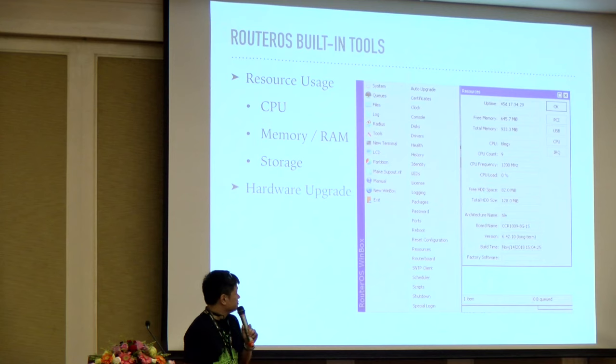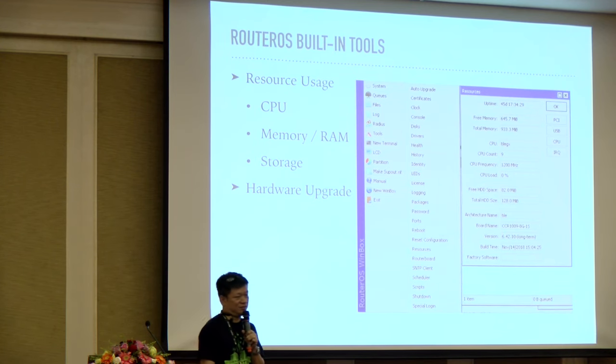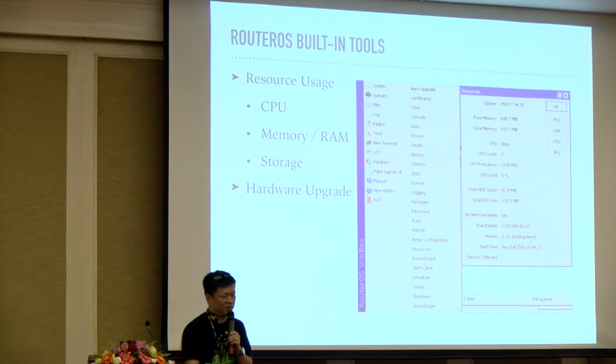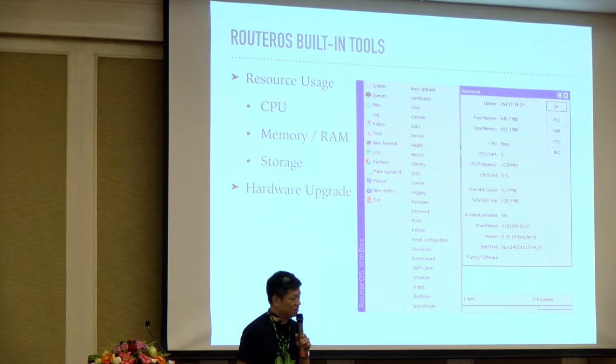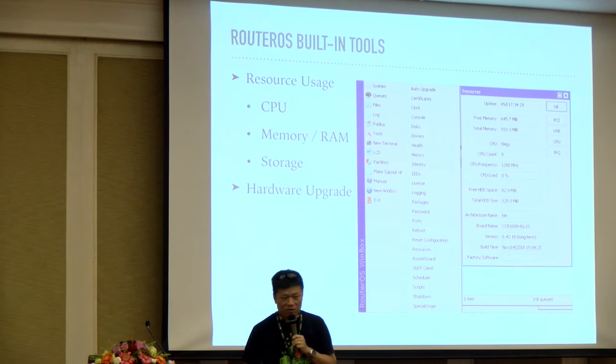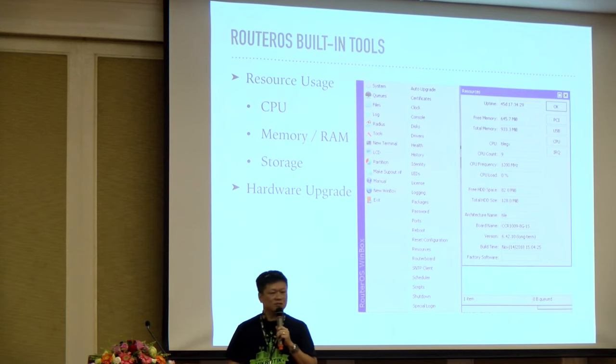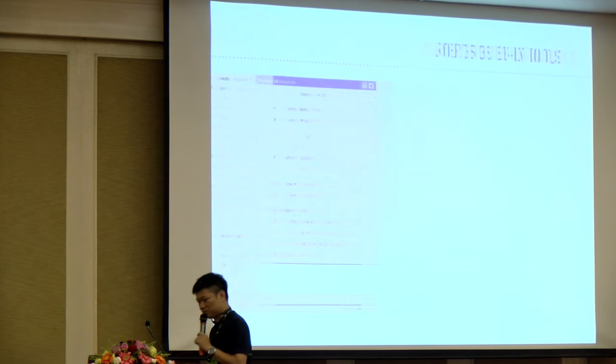And storage. And when you see the CPU is high or the RAM is low, you know that it's time for the hardware upgrade. So you have to know your router. You have to know how healthy the router is. Is it healthy? Is it sick? Is it time to upgrade? Or can this router keep running for 2 to 3 years?